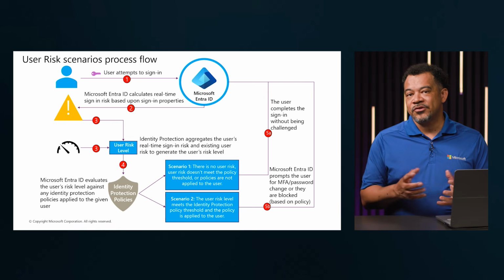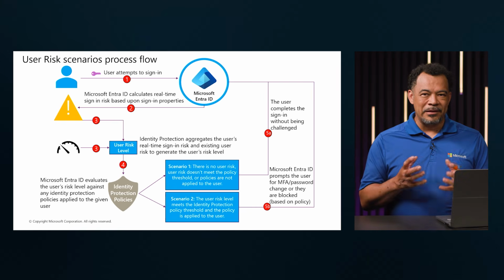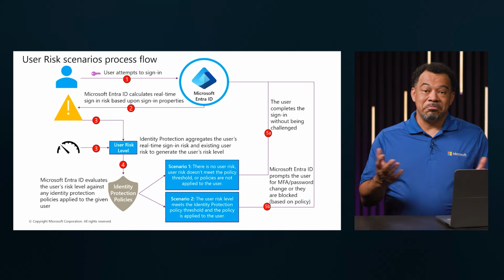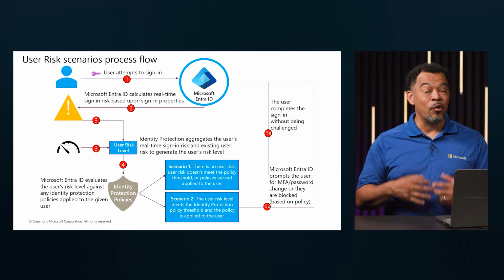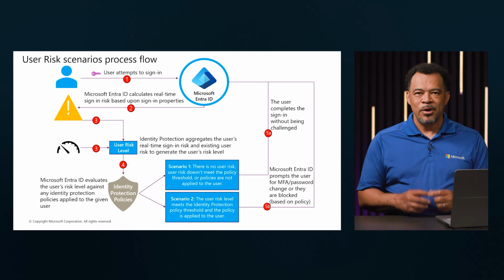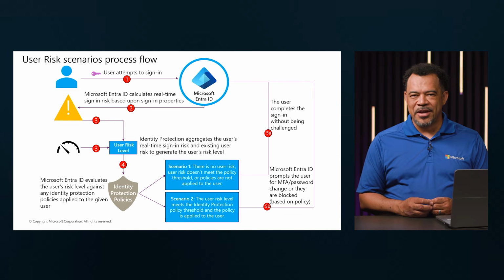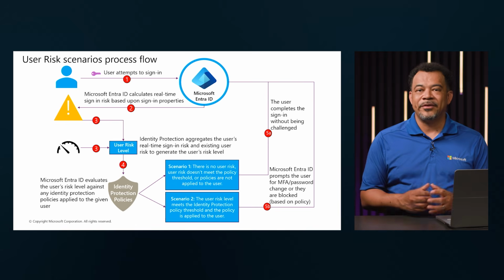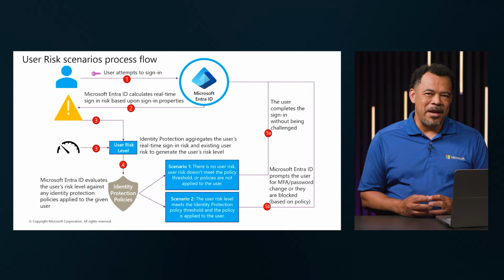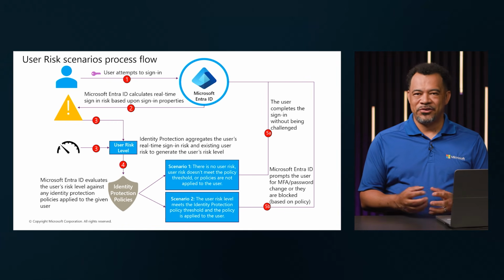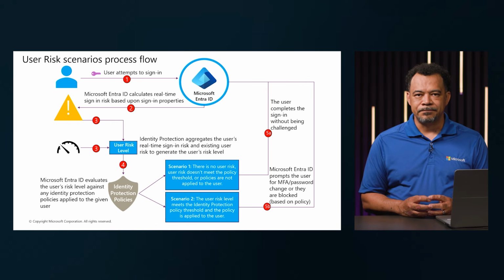Organizations can configure conditional access policies based on these risk levels. If the level is below the policy threshold, the user completes the sign-in process, but if the threshold is equal to or above the threshold level, remediation actions can then take place. Some of these remediation actions could include a user being able to self-remediate based on allowed policies. And self-remediation could be things such as allowing a secure password change or prompting a user for multi-factor authentication.